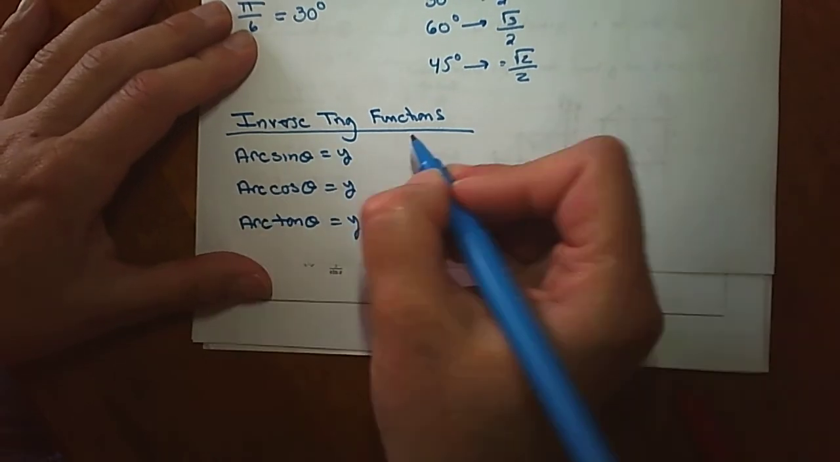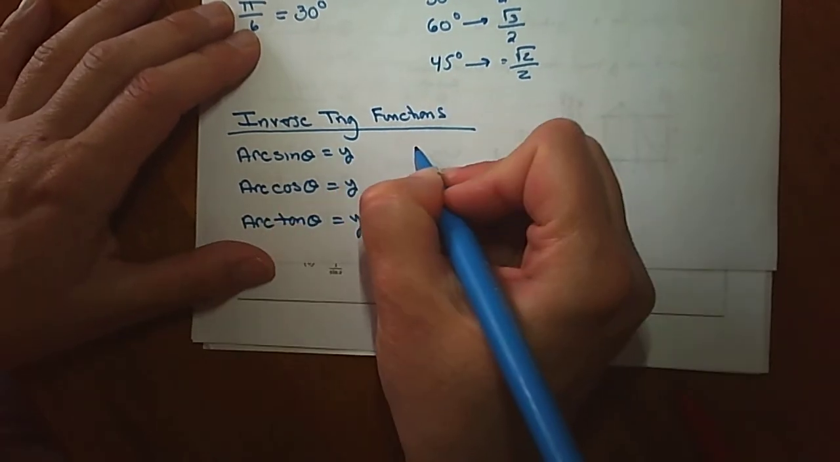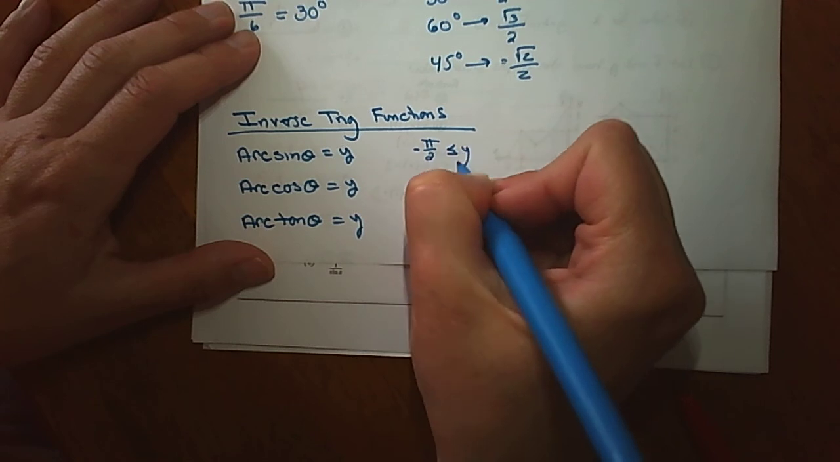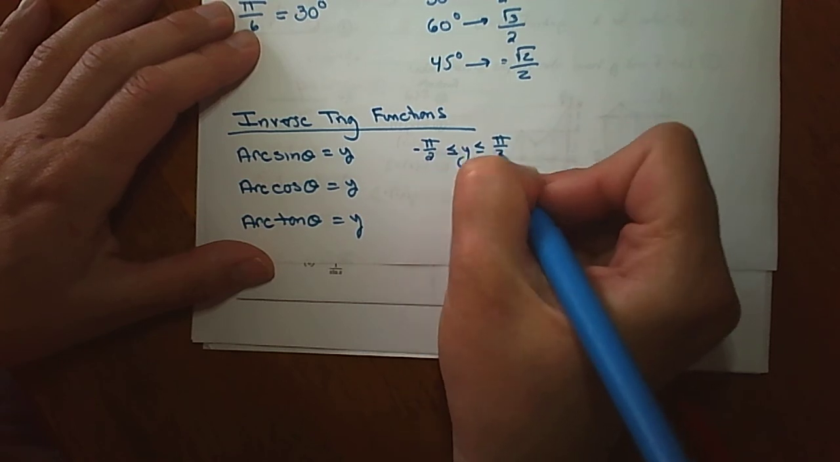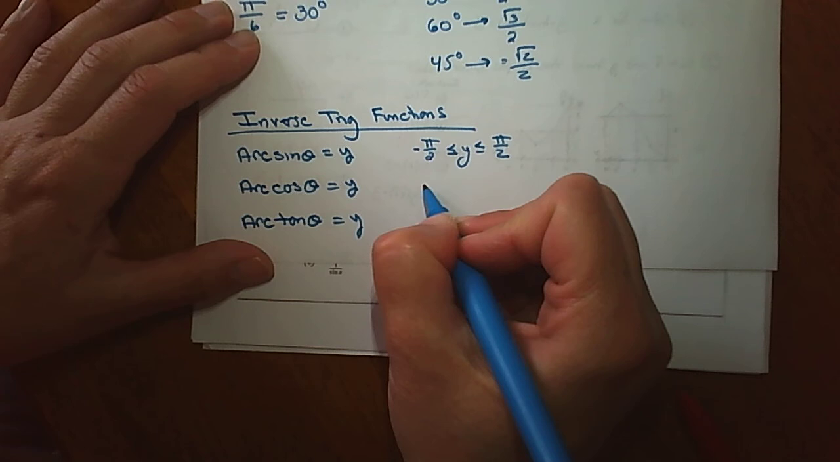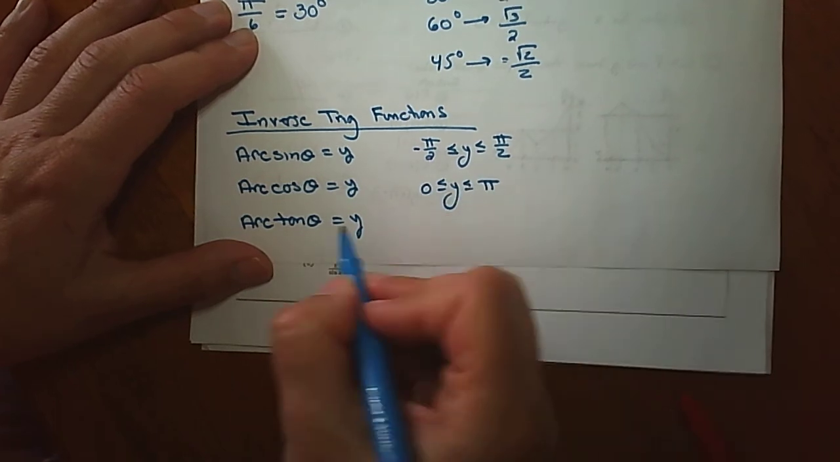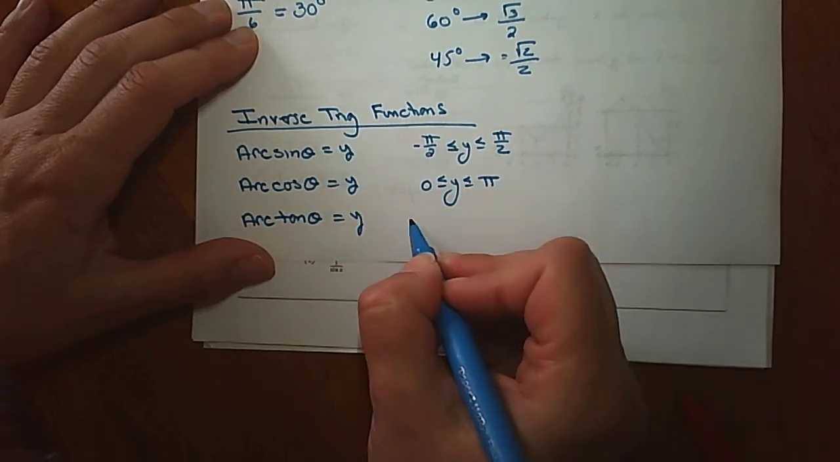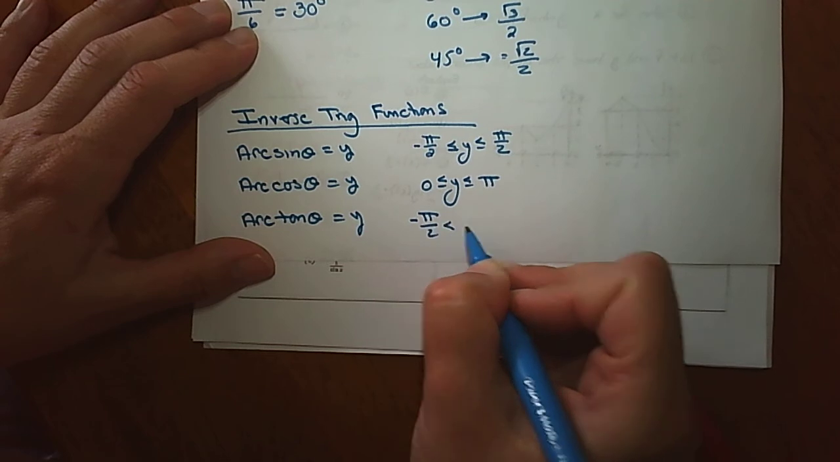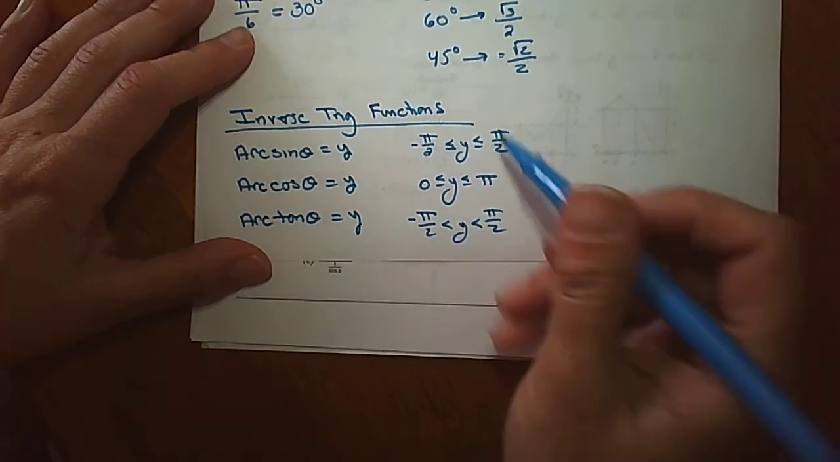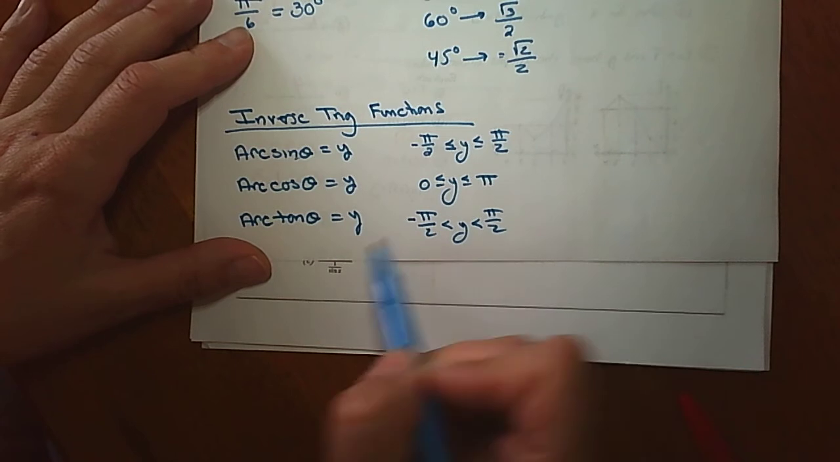Arc sine, the only answers we can have are from negative pi over 2 to positive pi over 2. Arc cos was from 0 to pi. And arc tan is the same as arc sine, except there's no lines underneath it. All right, so these guys have special answers.